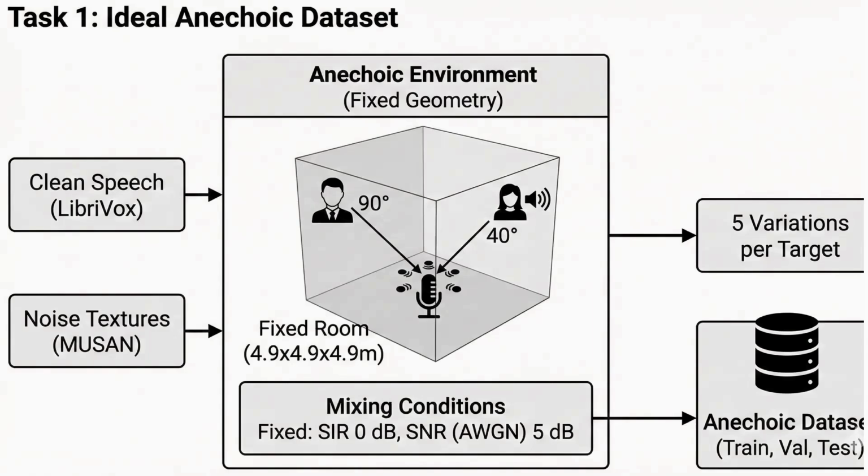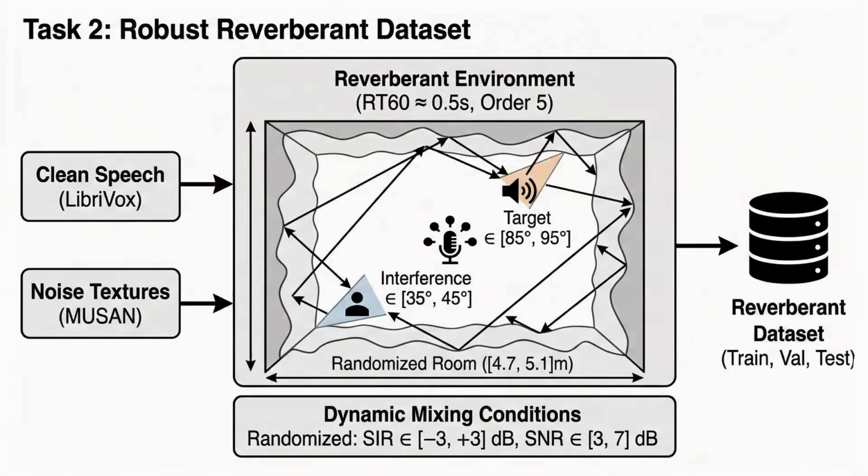The geometry was fixed to a room size of 4.9 by 4.9 by 4.9 meters. To establish a strict baseline for spatial filtering, we generated 16,500 samples, mixed strictly at 0 decibel signal to interference ratio, or SIR. This control setup forces the model to learn separation based solely on direct path clues. Let's go to our next slide.